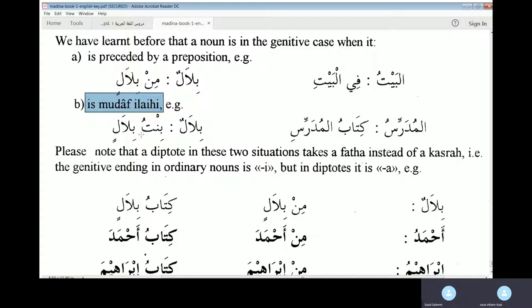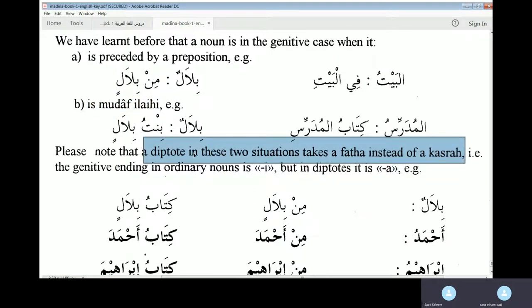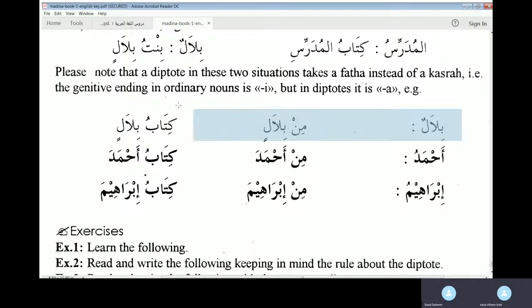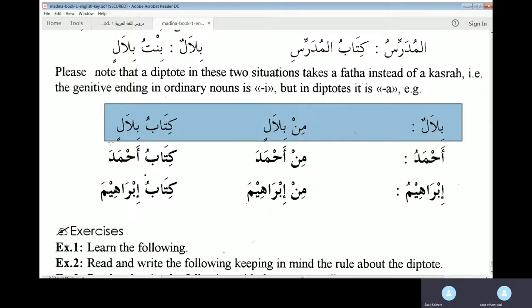Please note that a diptote in these two situations takes a fatha instead of a kasra. Diptote means mamnu min as-sarf, when we cannot use tanwin. That is, the genitive ending in ordinary nouns is kasra, but the diptote is fatha. Example, bilalun, min bilalin. Where is the fatha in this? It's kasra. This is a simple example, but next they will give you an example of a diptote.